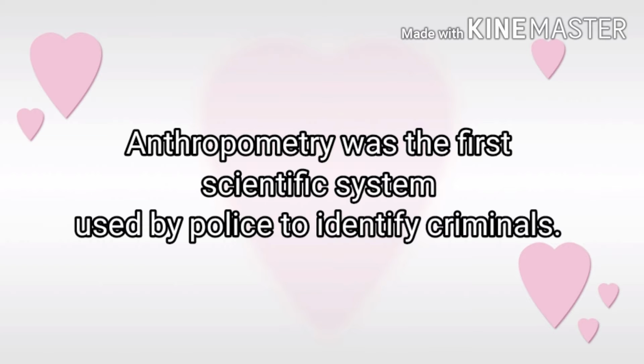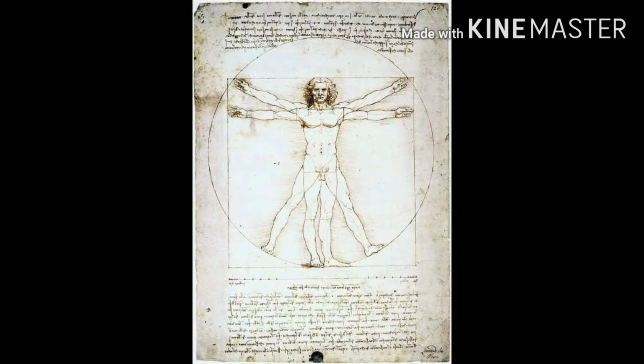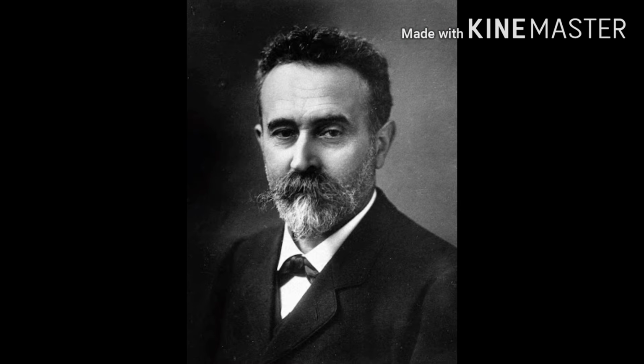Anthropometry was the first scientific system used by police to identify criminals. Alphonse Bertillon was a French police officer and biometric researcher who applied the anthropological technique of anthropometry to law enforcement by creating an identification system based on physical measurements. Anthropometry, designed by Alphonse Bertillon, began in 1890 and ended 20 years before being replaced by fingerprint identification.